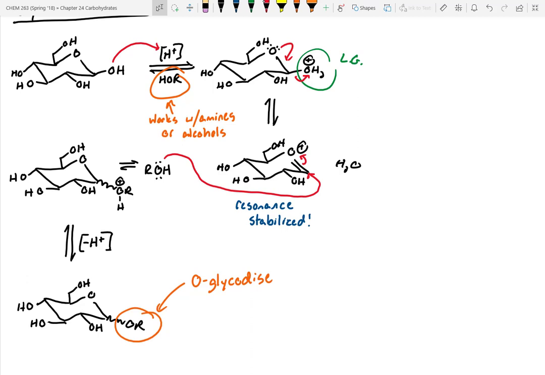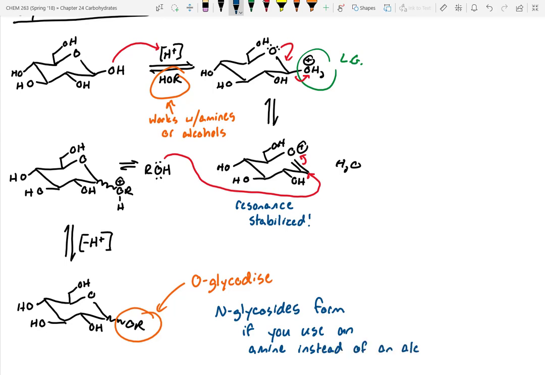So the browning of meats and cooking and barbecuing is due to this sort of reactivity, something most people don't think about. Yep. So two questions. Did you say that it's an N-glycoside if it's N bonded to an anomeric carbon? Yeah, so let's write a note down here. N-glycosides form if you use an amine instead of an alcohol. Does that make sense? So the N just stands for the nitrogen in the amine.